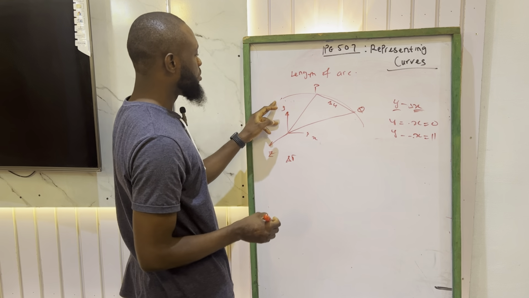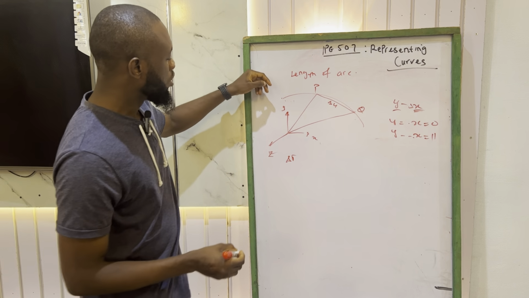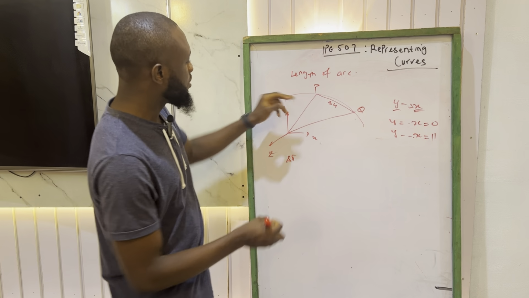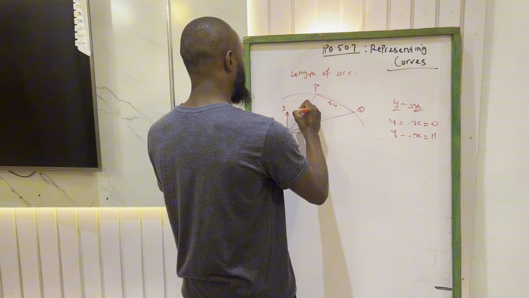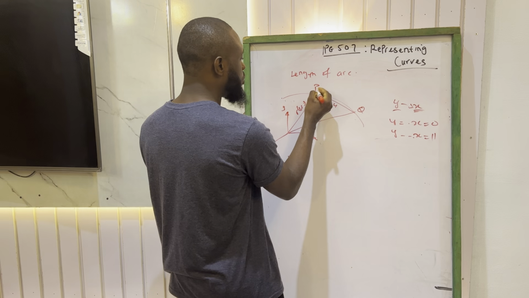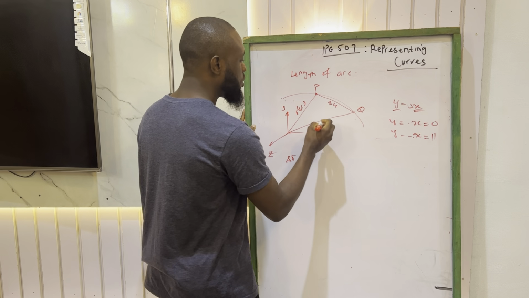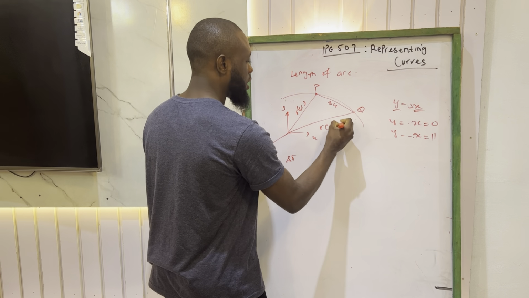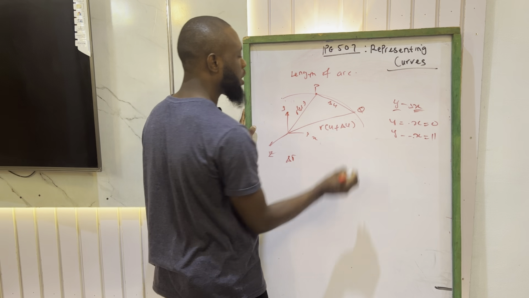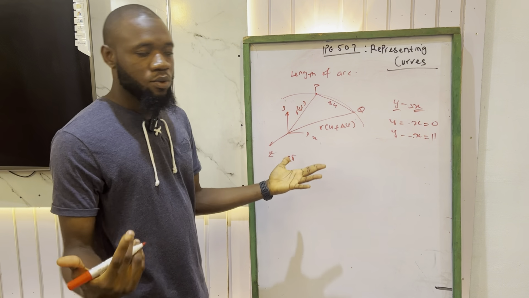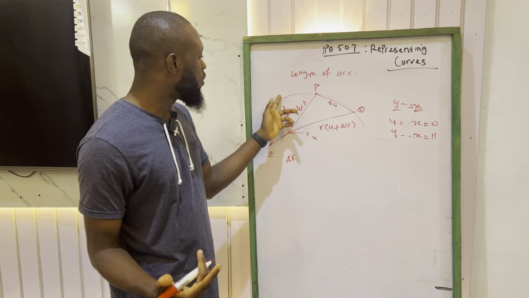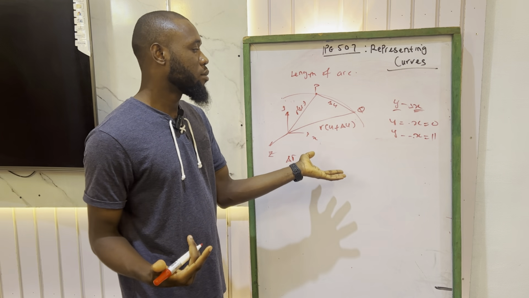Delta r being, because we know, okay, let me just give the value for this. This is r of u. At least this point is r of u. And this point, as you might have guessed, is r of u plus delta u. That's just what I explained. The curve itself is dependent on the parameter.